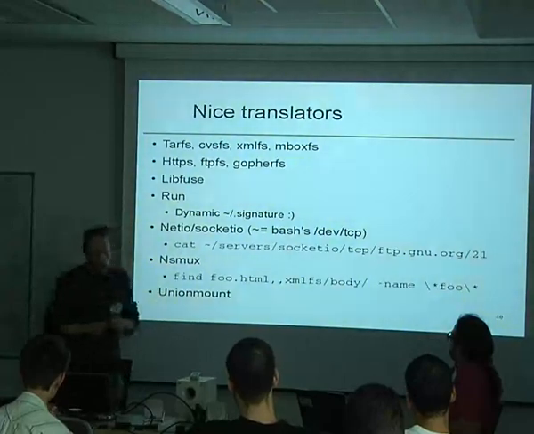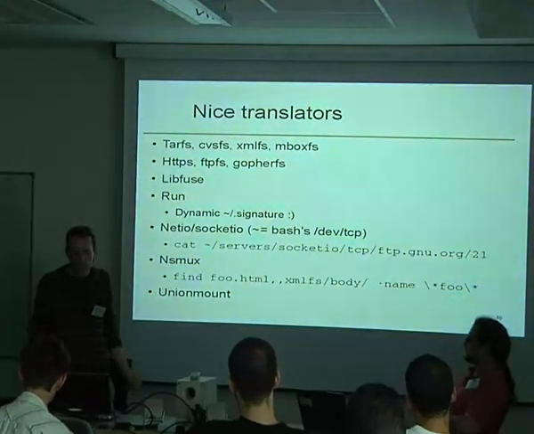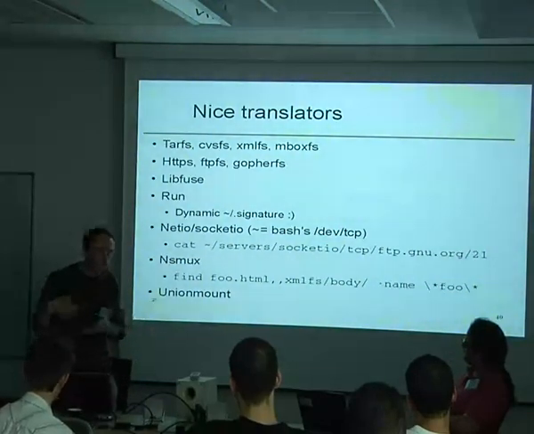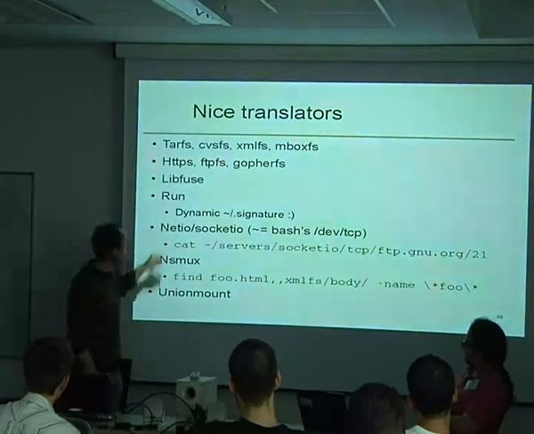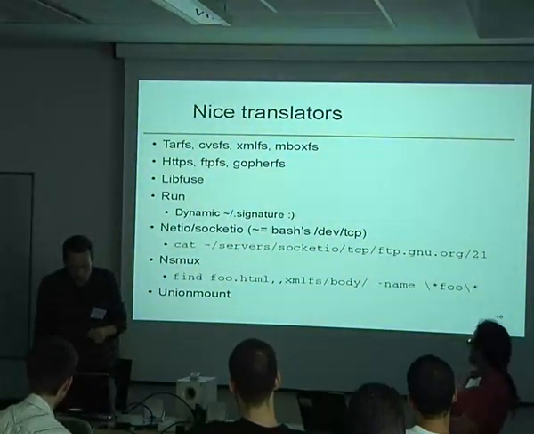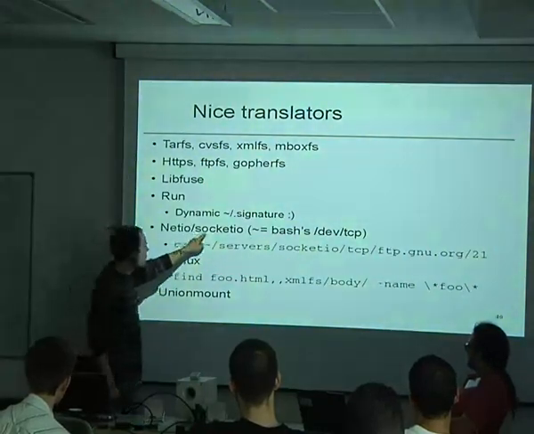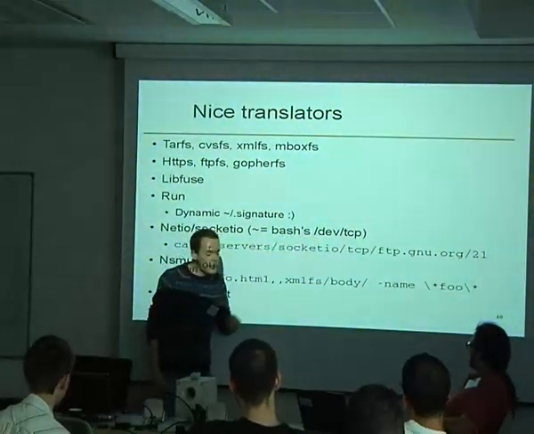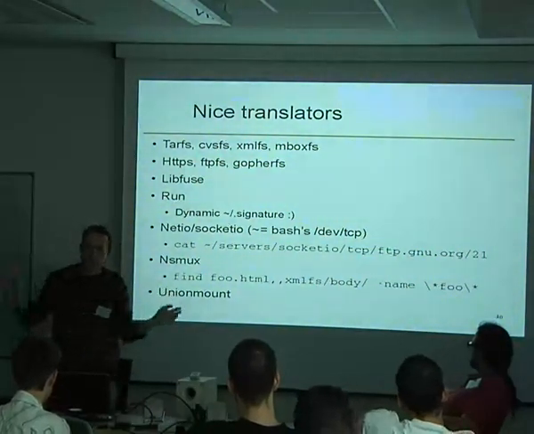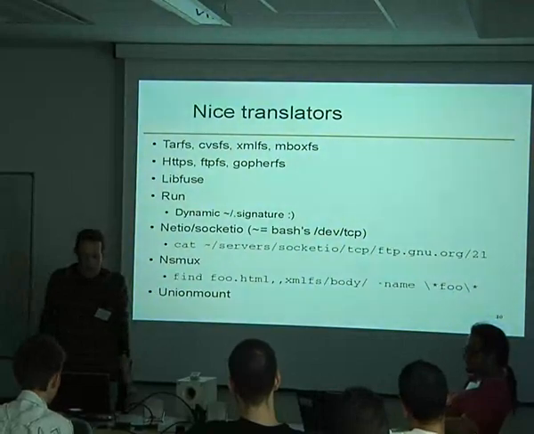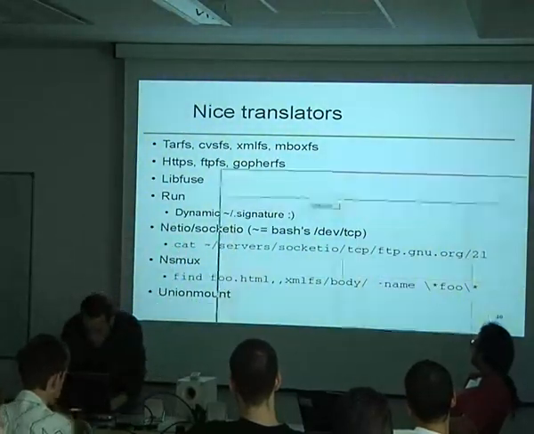We have a libfuse replacement, so we can actually just use whatever FUSE file system, but for us it's a translator. We have seen the run translator, which permits a dynamic signature. NetIO is very similar to Bash /dev/tcp, except that it works for all processes. That's much nicer. And so you can cat, I will show you this.